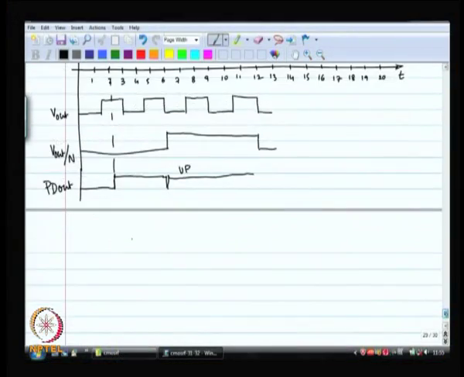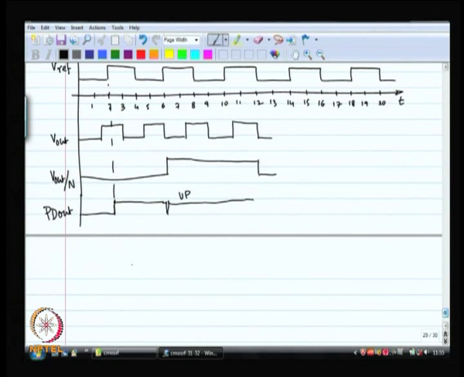Up signal is coming means that the control voltage is increasing. Now, if the control voltage increases, supposing the VCO responds to the control voltage in the correct direction. If it does not, then we have a problem. We have to invert the signs. So, the control voltage increases, and as a result, the output of the VCO increases in terms of frequency.